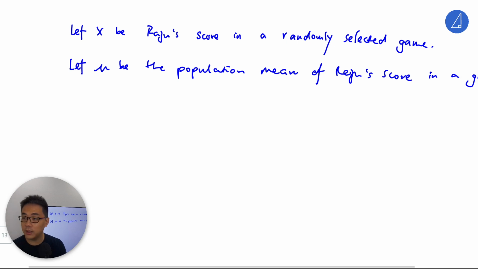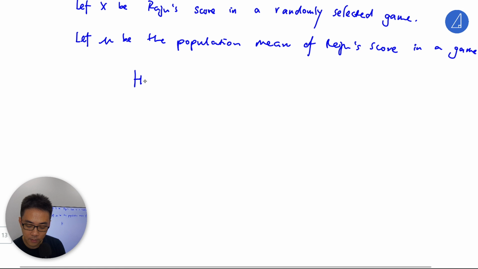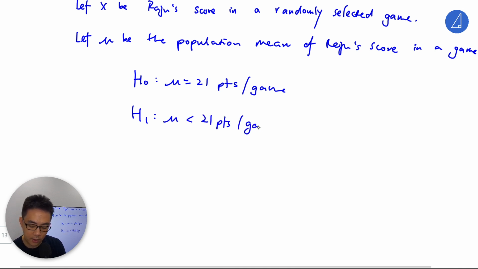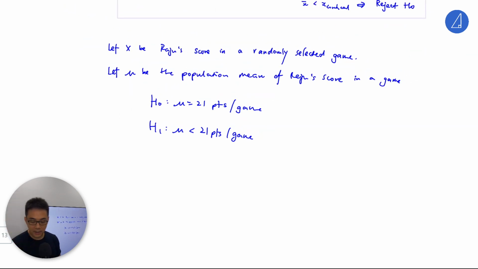Then what you do is H naught. He claims 21 points per game. Then you want to see whether he overstated. So you took his sample of 15 of his games, and you just test.